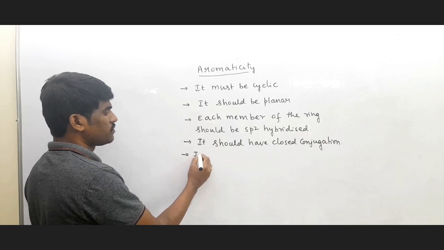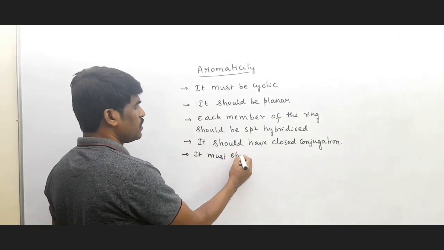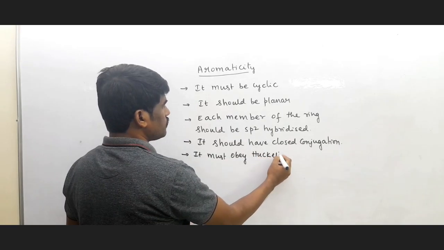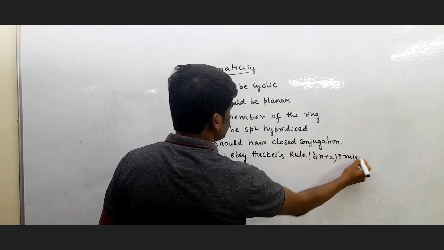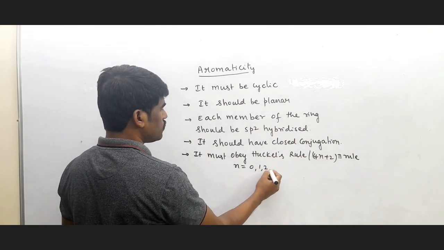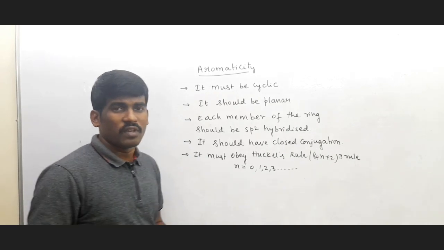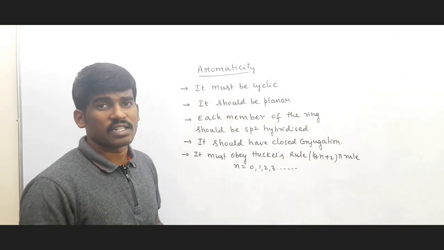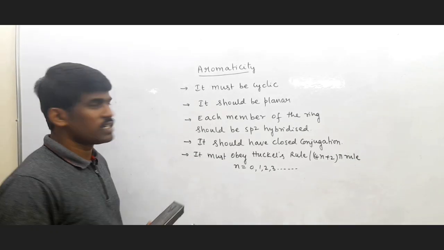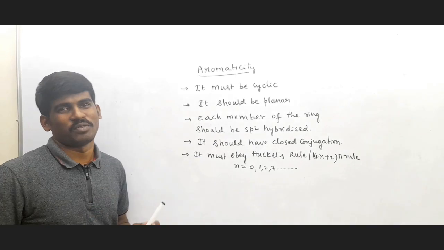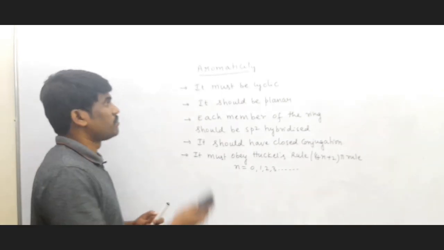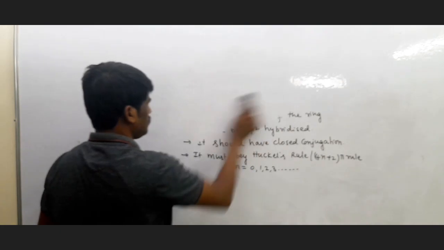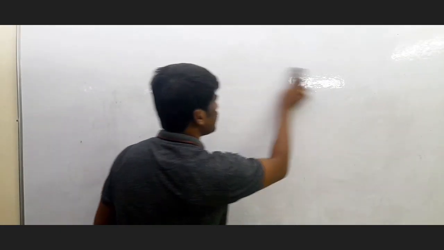Another very important condition, it must obey Huckel's rule. It must obey Huckel's rule, also to be taken as the 4n plus 2 pi rule. In that, n should be 0, 1, 2, 3 and so on. If we get n as any of these values, it can be considered as an aromatic compound. If it obeys all of these conditions, a compound can behave as an aromatic compound. Hope that is clear. Let us try to understand this aromaticity with the help of more examples. Any molecule, if it satisfies these conditions, can be considered as an aromatic compound.